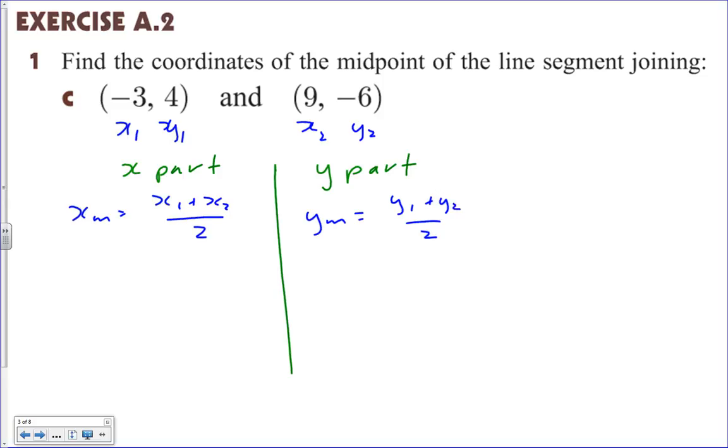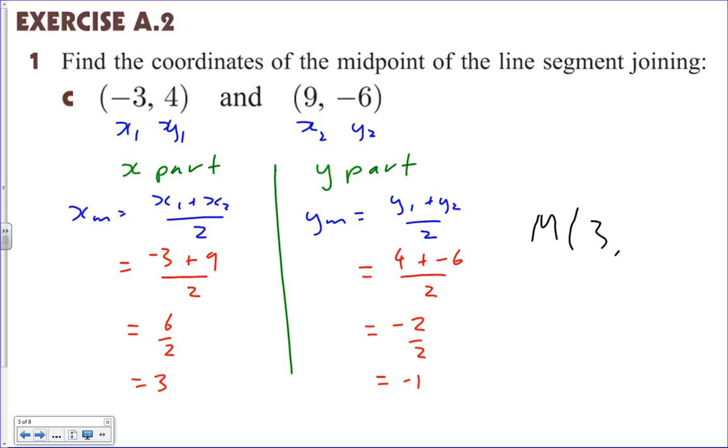So over here, x1, negative 3 plus 9 over 2, so equals 6 over 2, it's going to give me 3. And this one over here, 4 plus negative 6 over 2, so equals 4 take 6, which is going to be negative 2 over 2, so our answer is going to be negative 1. So my midpoint here is going to be 3, negative 1.